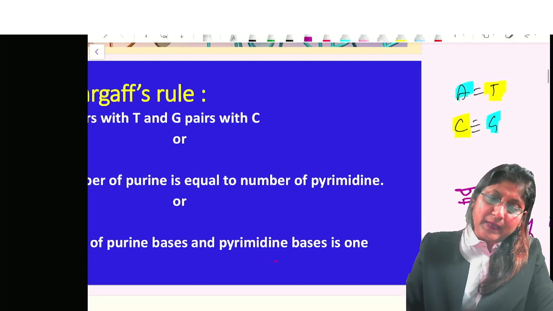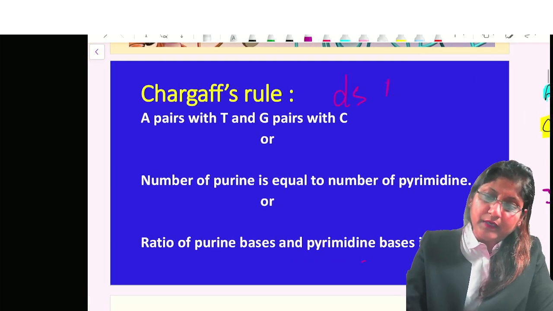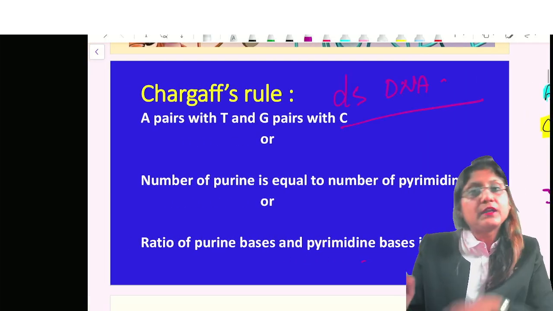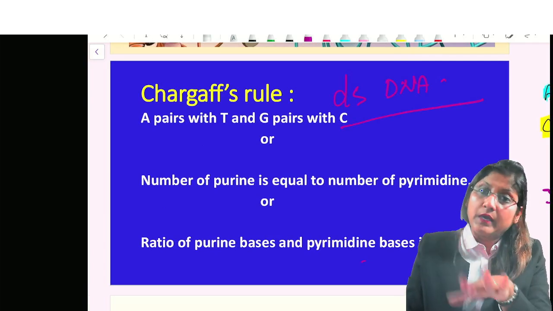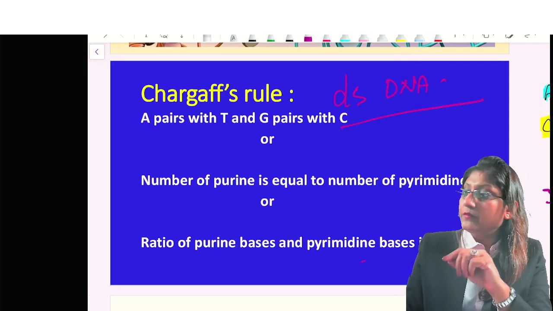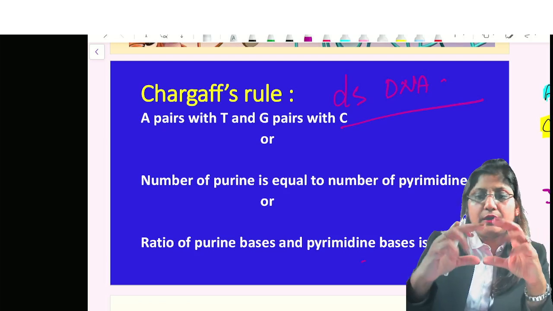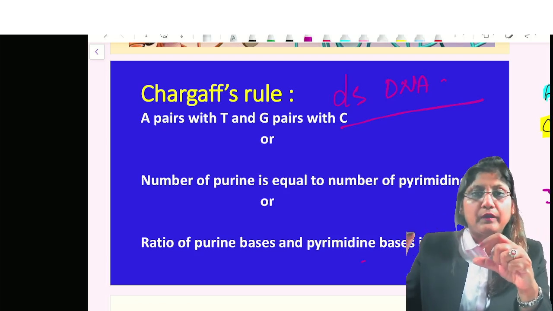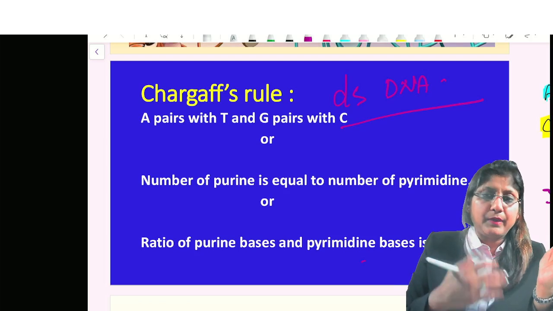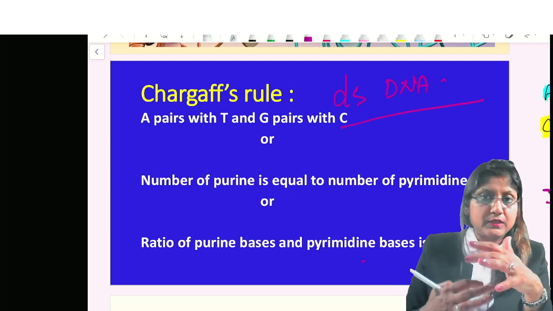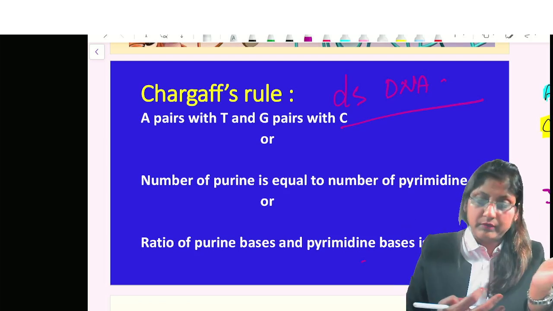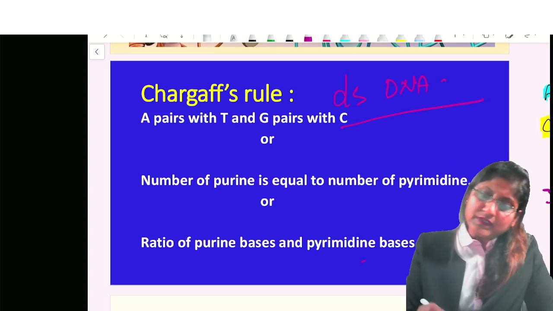And this rule is applicable only for double-stranded DNA. It is not for single-stranded DNA. It is not for RNA. It is only applicable for double-stranded DNA because only there we are talking about the base pairing. And he said that A will pair with T, C will pair with G, purine will pair with pyrimidine, pyrimidine will pair with purine. So that is Chargaff's rule.